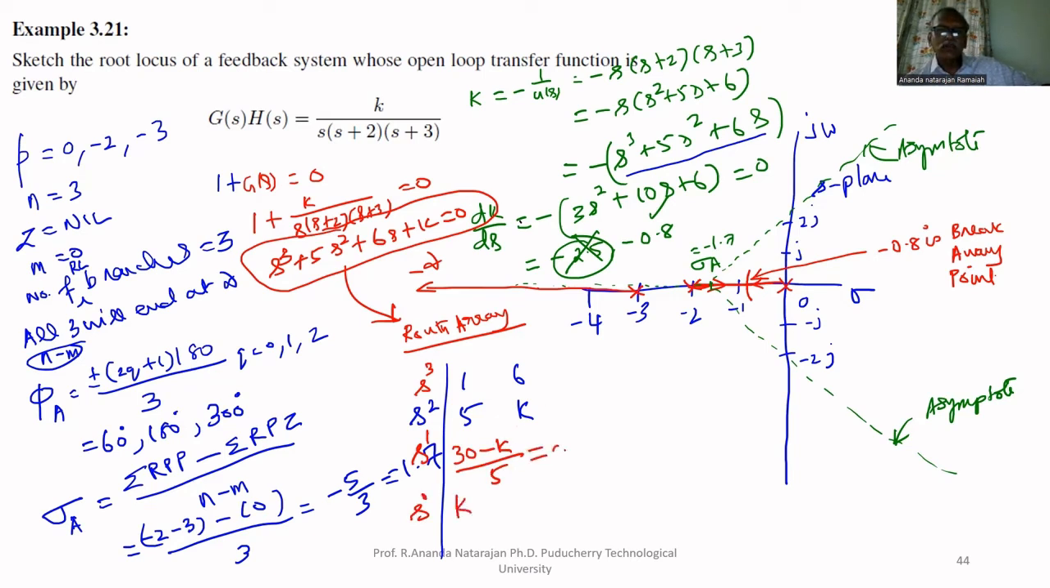We have to equate the s power 1 row equal to 0. If you equate the s power 1 row equal to 0, k max equals 30. So substitute that 30 here, you will get 5s square plus 30 equal to 0, or s square equal to minus 6, or s equal to plus or minus j root 6. That is j root 6, that is equal to j 2.4.